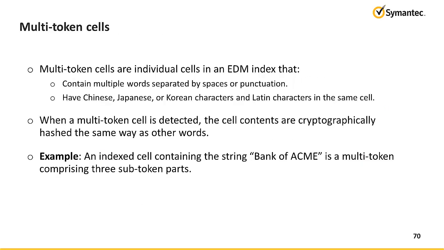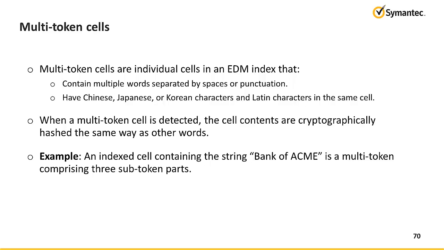EDM policy matching is based on tokens in the index. For languages based on the Latin alphabet, a token is a word or consecutive group of characters. A multi-token cell is a cell in the EDM index that contains multiple words separated by spaces or punctuation, or Chinese, Japanese, or Korean characters along with Latin characters in the same cell. The subtoken parts of a multi-token cell obey the same rules as single-token cells, in that they are normalized according to their pattern where normalization can apply.